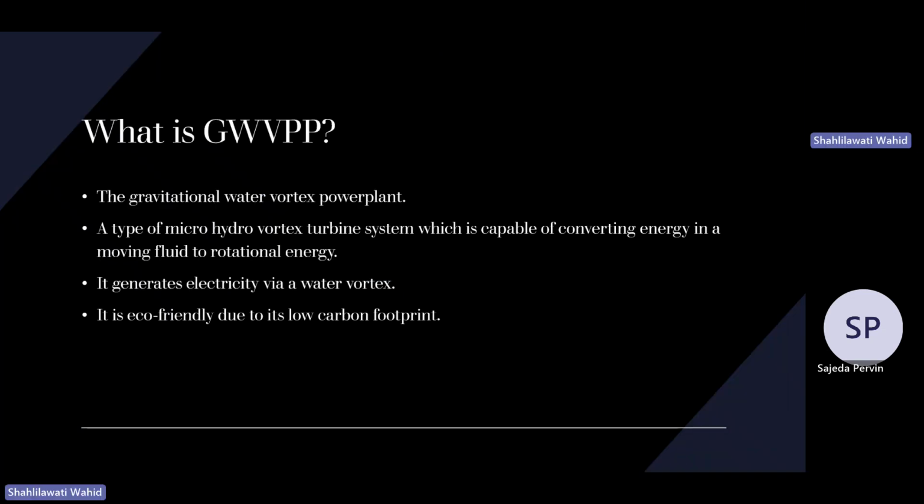Okay, first of all, what is a GWVPP? GWVPP, also known as the Gravitational Water Vortex Power Plant, is a type of micro hydro vortex turbine system which is capable of converting energy in a moving fluid to rotational energy. It generates electricity via a water vortex and is widely used due to its eco-friendly and low carbon footprint.